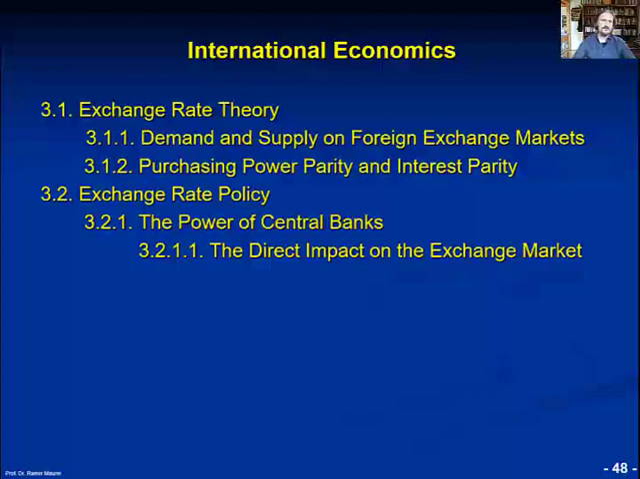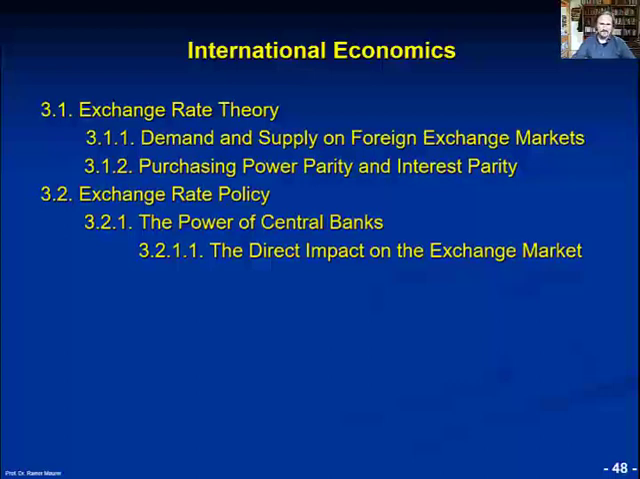Hello everybody, this is lesson 18 of the lecture International Economics. I will discuss slides 49 to 69 of chapter 3, Currency Politics. In this lesson I will analyze the influence of central banks on the exchange rate of their currency.